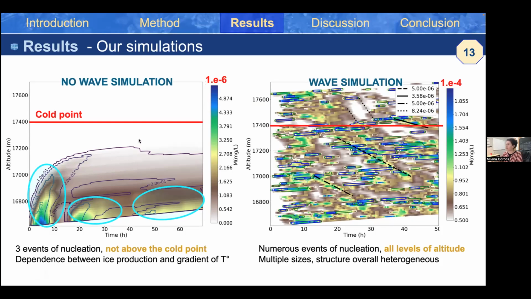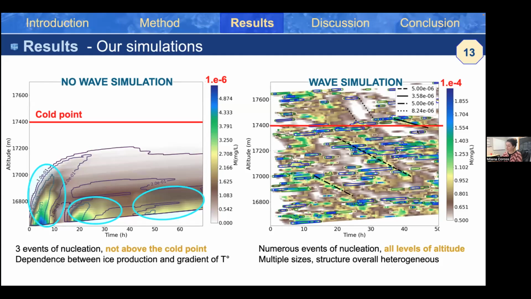Now, if we look at the evolution of the ice mass for the simulation with the waves, on the right, the striking feature of this figure is the numerous nucleation events happening everywhere in the domain, even above the cold point.